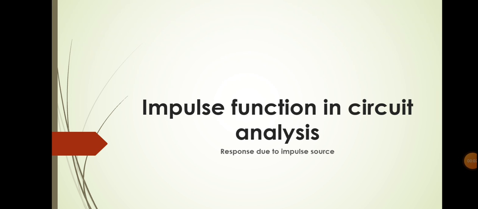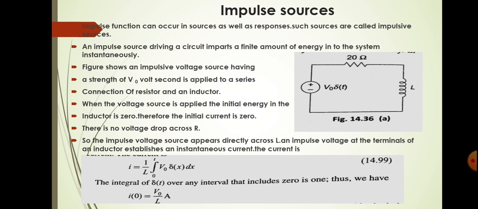Students, this session is a continuation of the impulse function in circuit analysis, and here we will consider the impulse response due to impulsive sources. First of all, impulse sources. The impulse function can occur in sources as well as responses, and we have discussed the impulse responses. Now we will consider the sources which contain the impulse function.